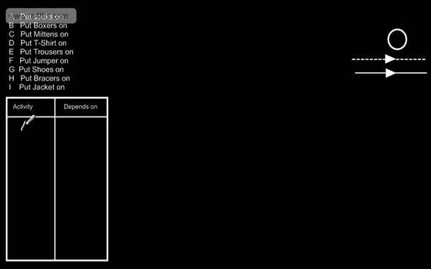So activity A. So this is going to be putting my socks on. Do I need any of the other things to happen before I can do that? The answer is no. So it's dependent on nothing. Putting my boxers on. Does that rely on anything or is it dependent on anything else in this list? The answer is no. So what we'll do is put B and that depends on nothing.